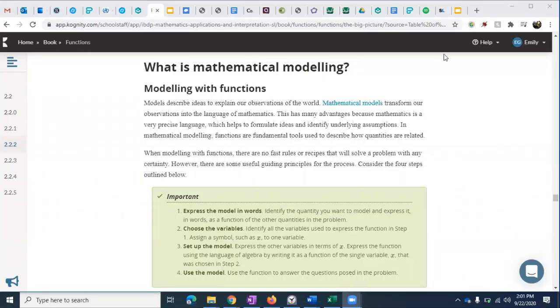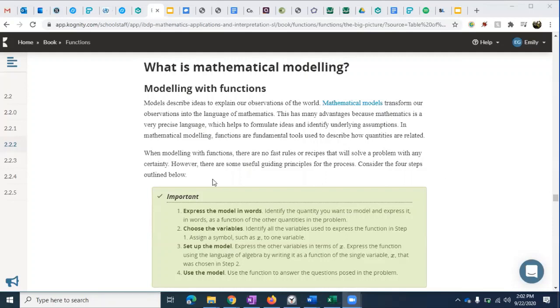Hello everyone. So in this video, we're going to talk about mathematical modeling. This is section 2.2.2 from your textbook. So we've talked about functions already, and now we're going to look at modeling with functions. And what that basically means is using functions to describe things that we observe in the world.